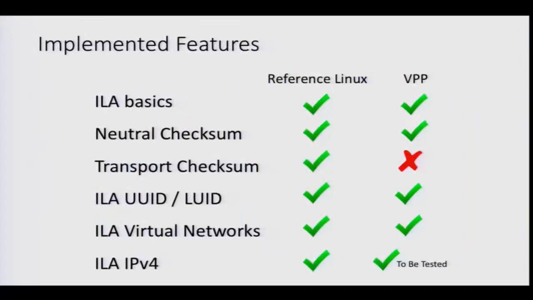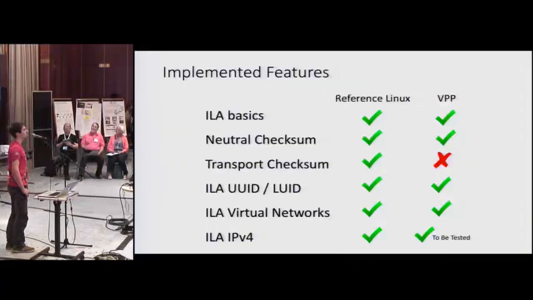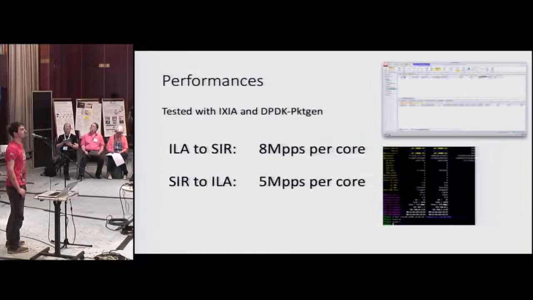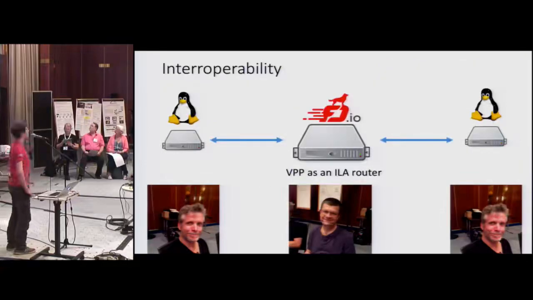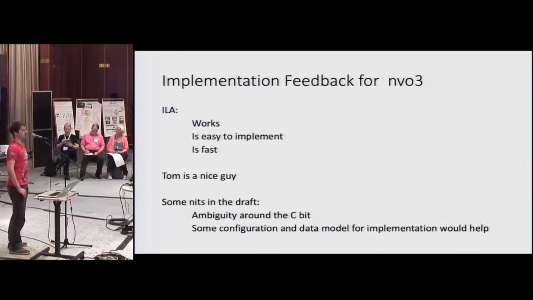I guess I'm almost out of time. The implementation feedback for NVO3, because it's important as well. I had never put a step in this NVO3 working group. I had never read ILA before, so I can say that ILA works. It's fast. It's quite easy to implement. I would suggest some improvement to the draft, like for the implementation-wise, some help would be helpful. But Tom is a nice guy. Get a bonus for that?